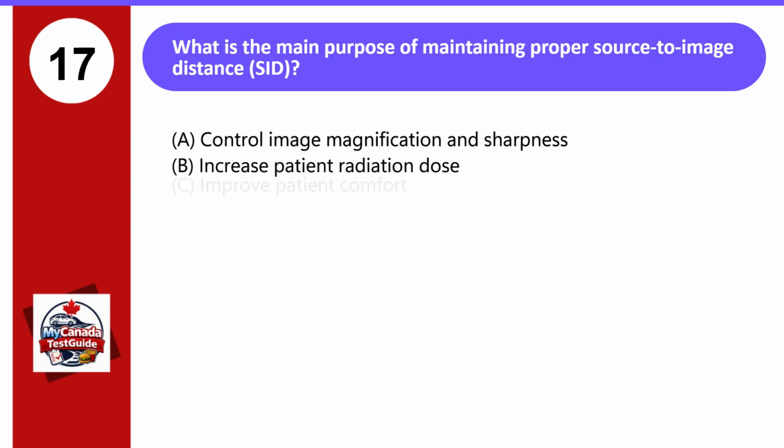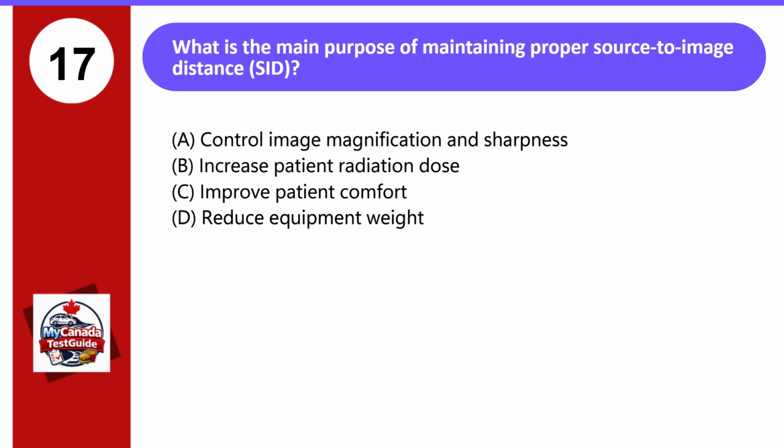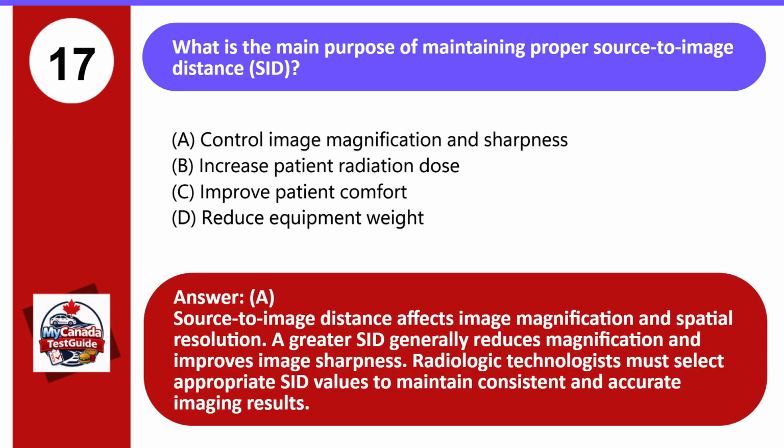What is the main purpose of maintaining proper source-to-image distance, SID? A. Control image magnification and sharpness. B. Increase patient radiation dose. C. Improve patient comfort. D. Reduce equipment weight. Answer, A.